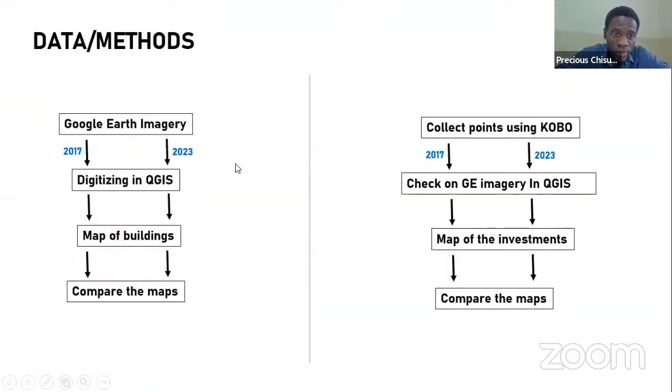To expand more on the methods, I used Google Earth imagery for the two different time periods, digitized the buildings, and then produced two different maps for the two time periods. Then I compared the maps in terms of numbers as well as the visual aspect. Similarly, for the investments, I had to collect GIS coordinates for the location of the different investments that I was targeting.